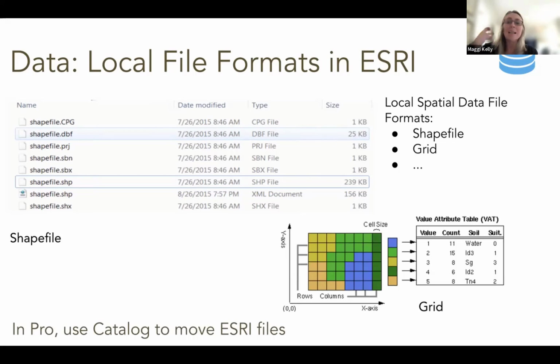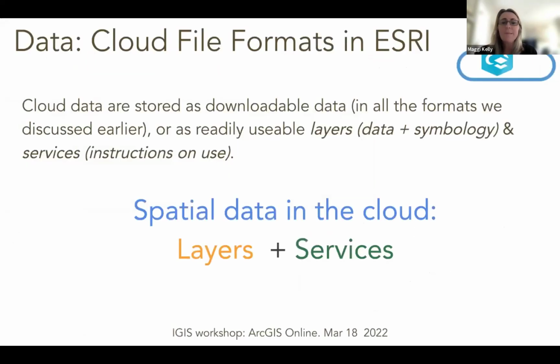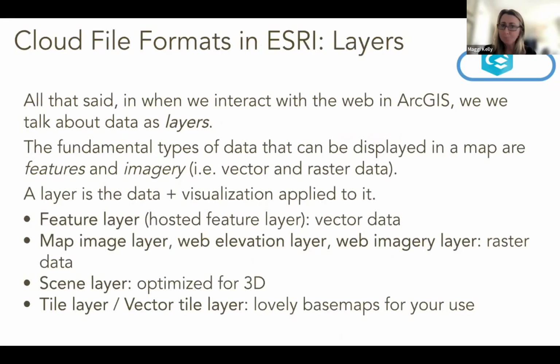But when we move to the cloud, we don't talk about shapefiles and grids anymore. When we move to the cloud, we talk about layers and services. Layers are the data and the symbology attached to it, and services are the instructions on how that particular data layer can be used. And so you don't see a shapefile in ArcGIS Online. What you actually see is a layer with some services attached to it.